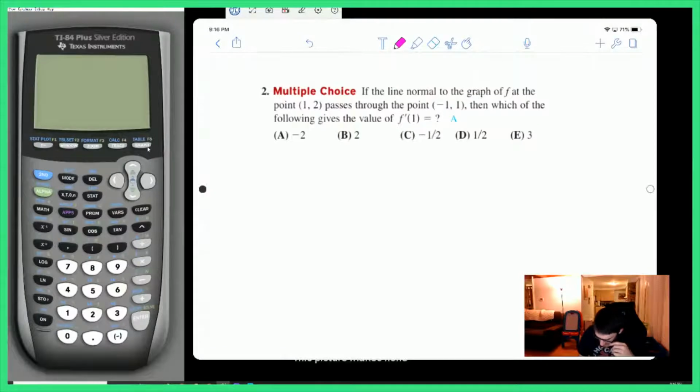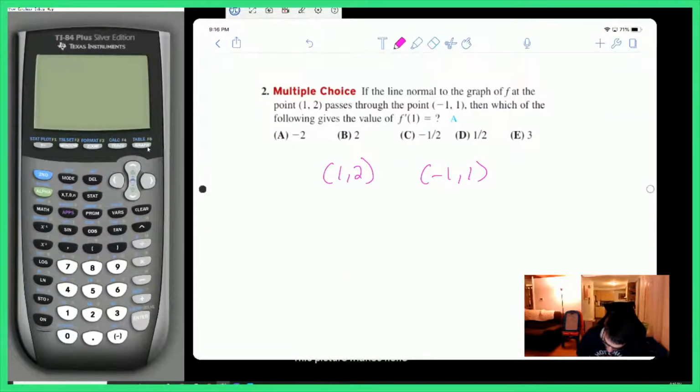Let's see. If the line normal to the graph of f at (1, 2) passes through (negative 1, 1), which of the following is the value of f prime of 1? All right. Well, let's see what we've got here. We've got a line normal to the graph of f at 1. So I know the point (1, 2) is on f. It passes through the point (negative 1, 1). Well, I think what I could probably assume is the normal contains both of these points, right? So why don't I find the slope between these two points?